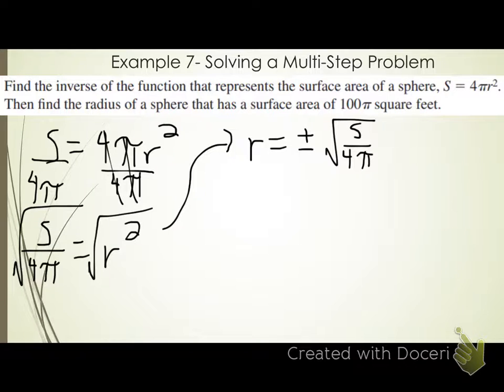Let me ask you a question. What does the r stand for? Radius. Can my radius ever be negative? No. Radius is a measurement. We don't have negative measurements, do we? So do I need that plus or minus sign? No, because my radius is always going to be a positive number. So this is my inverse. Any questions on that?